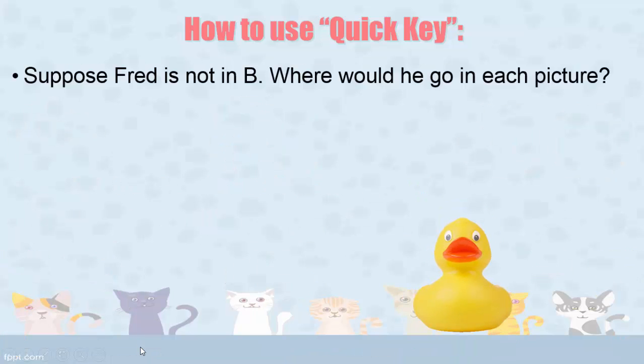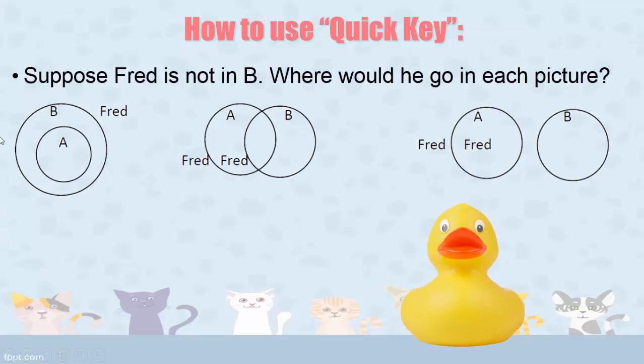Now lastly, let's suppose Fred is not in B. Where would he go in each picture? Fred is outside of B here. He's not in A, he's not in B, he's outside. Just like when we were talking about the student who didn't like fried or roasted food. That would be a similar situation here.